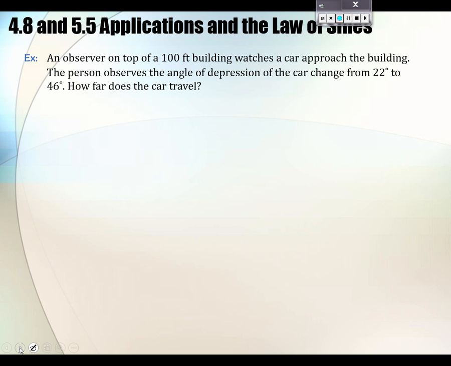An observer on top of a 100-foot building watches a car approach the building. The person observes the angle of depression of the car change from 22 degrees to 46 degrees. How far does the car travel?